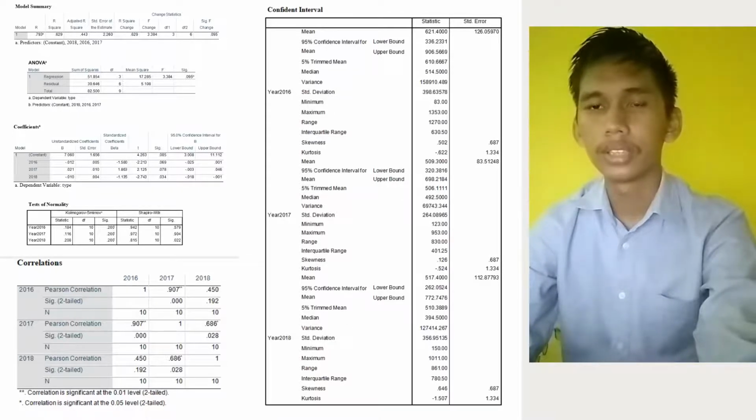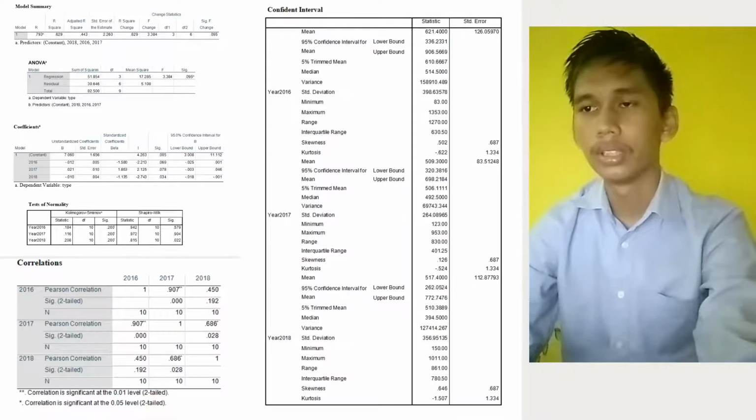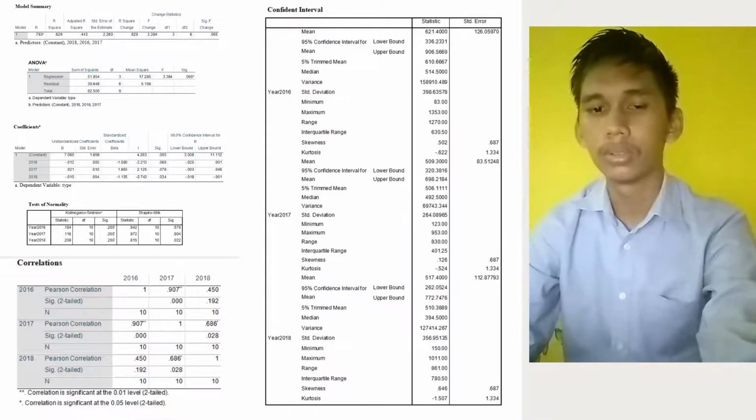For the correlation, the R value between year 2016 and 2018 is 0.450. Year 2017 and 2018 is 0.686. So we can conclude that year 2017 is associated with both year 2016 and 2018. That's all for me. Thank you.